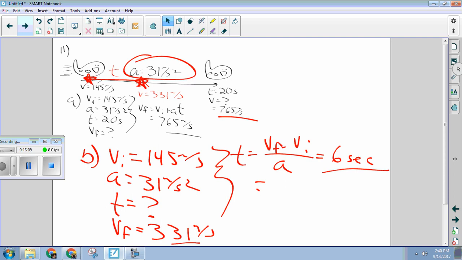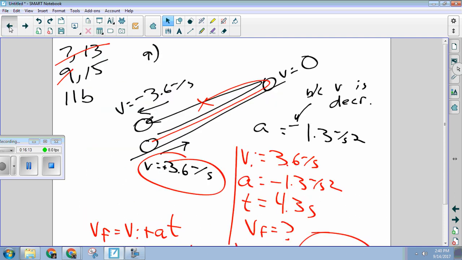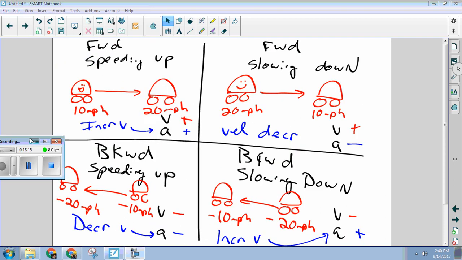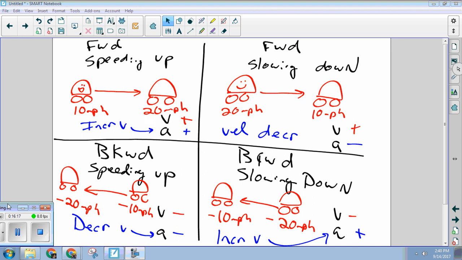So there's only 4 possibilities. Here are the 4 possibilities. Okay, so this looks super overwhelming, but I don't think it's quite as bad once you figure out what it is. If your object is moving forward, then as it moves forward, it can either be speeding up or slowing down, right? Or the object can be moving backwards, and as it moves backwards, it can be either speeding up or slowing down.